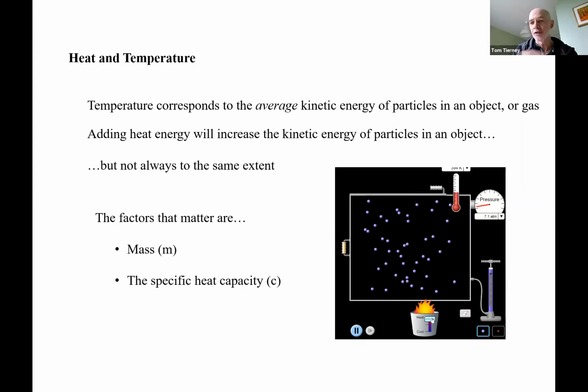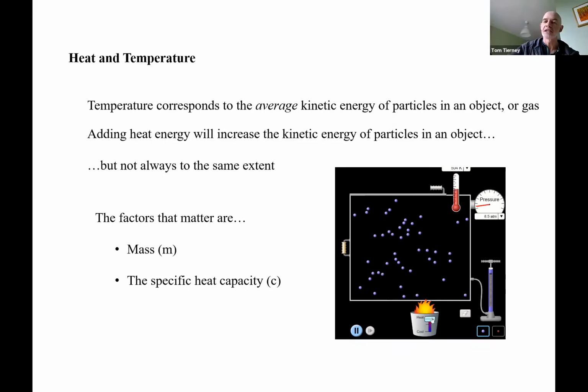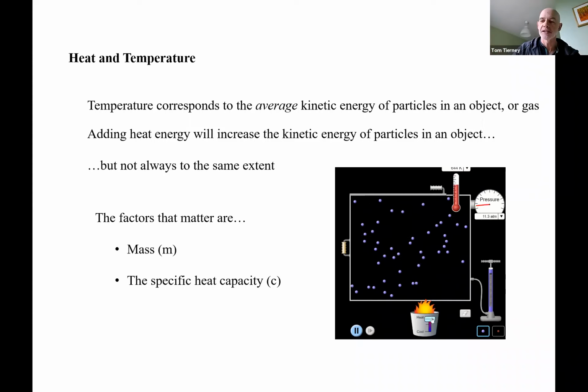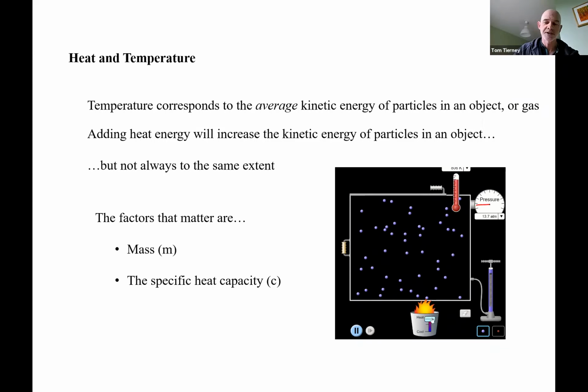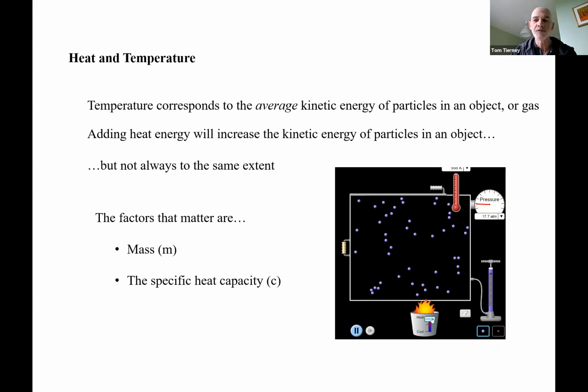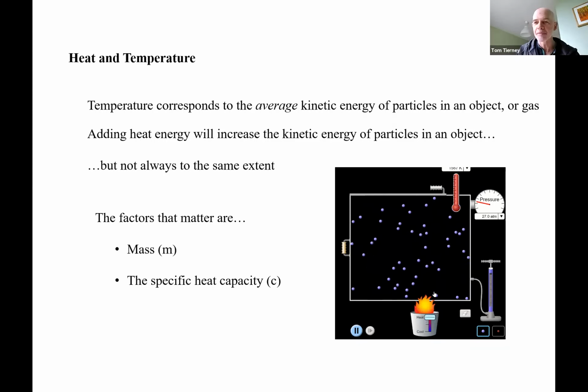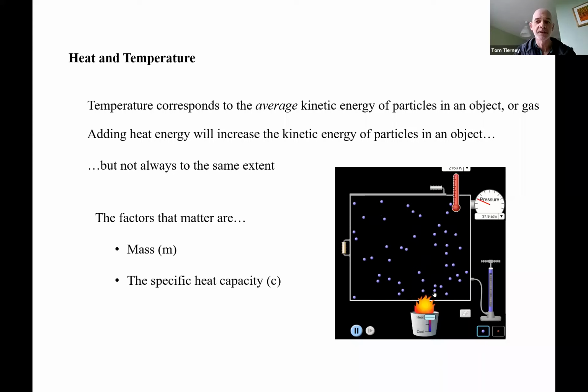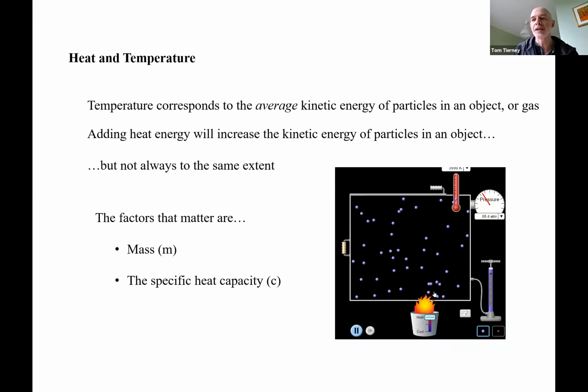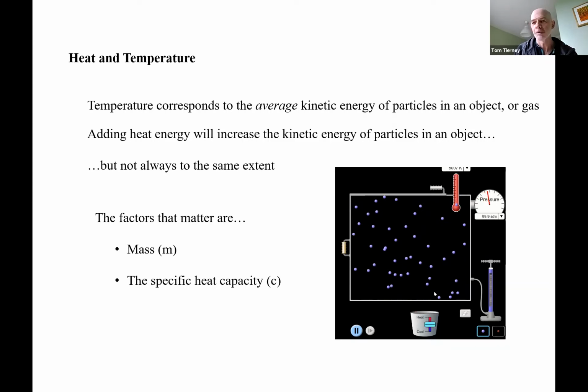The converse of this is also true, by the way: if you take heat away, the particles will move less and less quickly until you get to the point where the particles are not moving at all. And when the particles are not moving at all, that's the least amount of kinetic energy you can have. You can't go lower than that. That's why we have a lowest possible temperature.